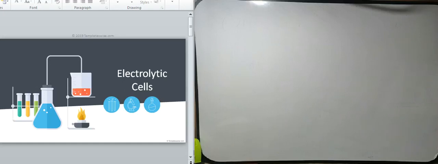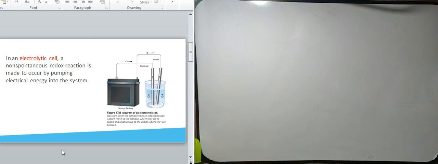Electrolytic cells. In an electrolytic cell, a non-spontaneous redox reaction is made to occur by pumping electrical energy into the system. A general diagram for such a cell is shown. The storage battery at the left provides a source of direct electric current, and from the terminals of the battery, two wires lead to the electrolytic cell.